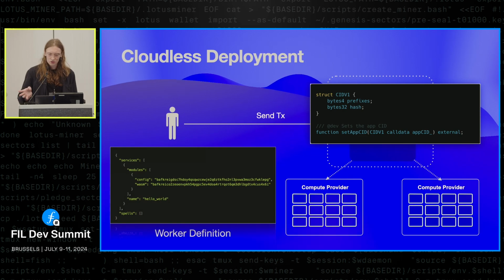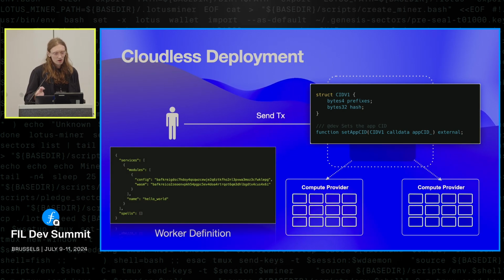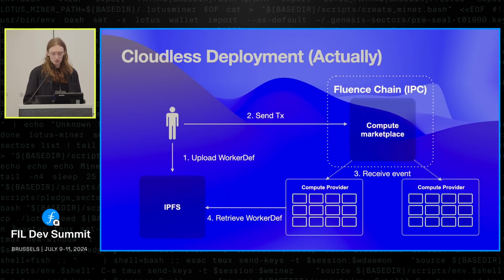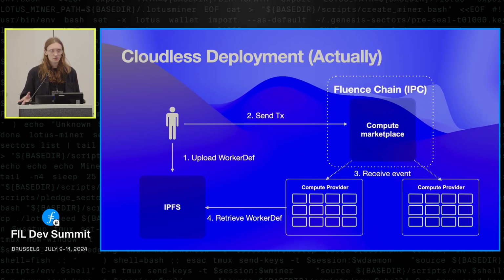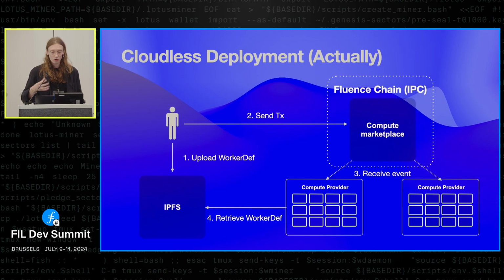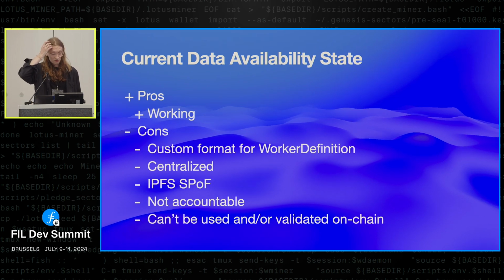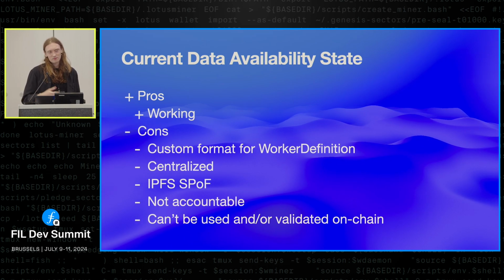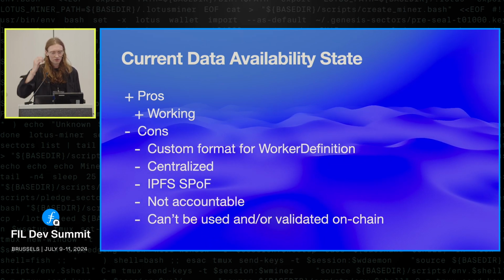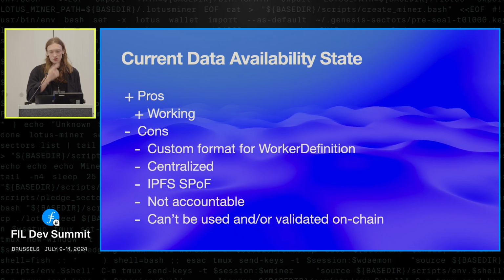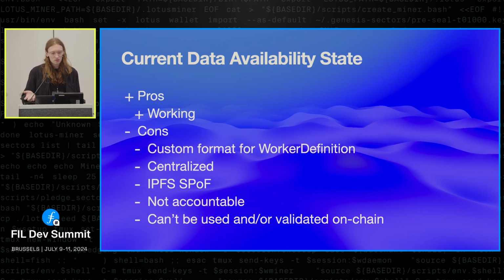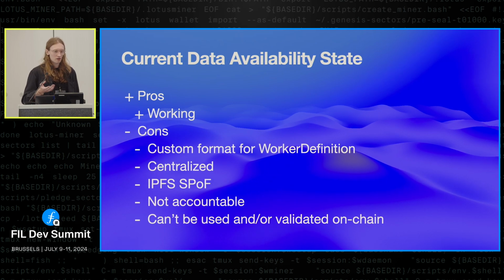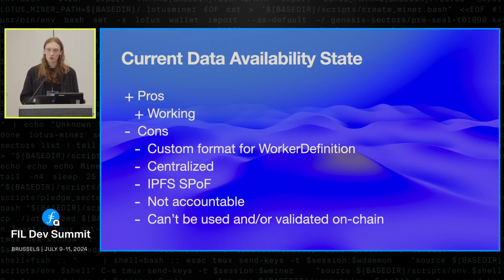This worker definition is just a JSON. It's a kind of custom format, and it's not quite good. Also, it's not so decentralized to host an IPFS node and upload all the stuff for deployments there. So we have pros for this approach. It's kind of working, and it's suitable for testnet, I think, but for production it's not so good, because the worker definition has a custom format. It's just JSON. It's centralized because it's kind of one node, and it's a single point of failure.